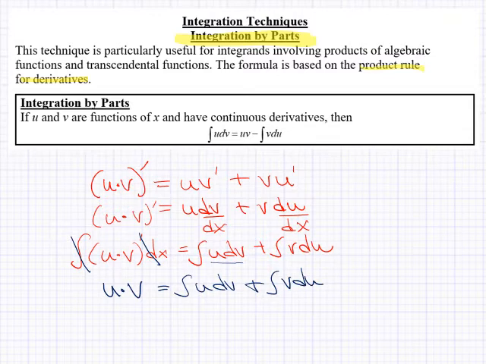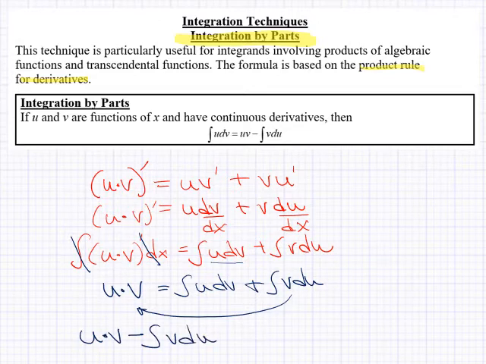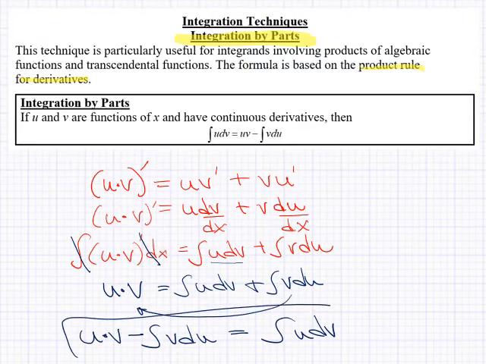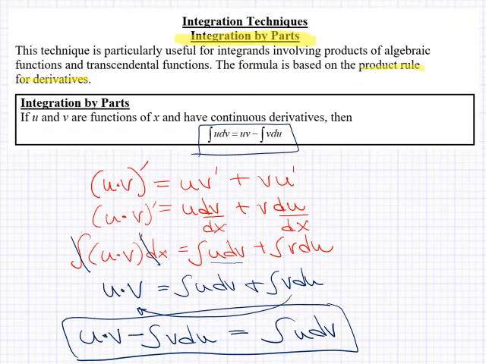Then what I'm going to do is I'm going to move this to the other side of the equation by subtracting it, so I'll have u times v minus the integral of v du equals the integral of u dv. This is exactly what you see listed here. So that's where it came from.